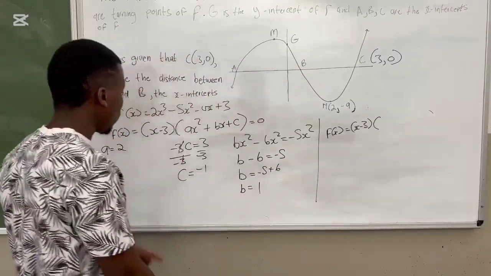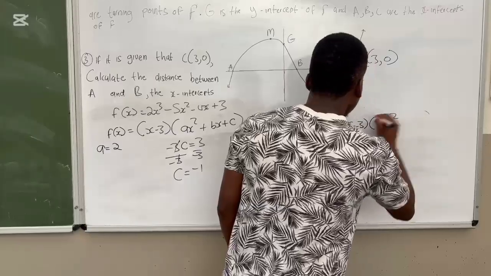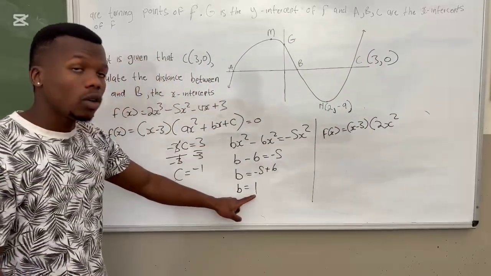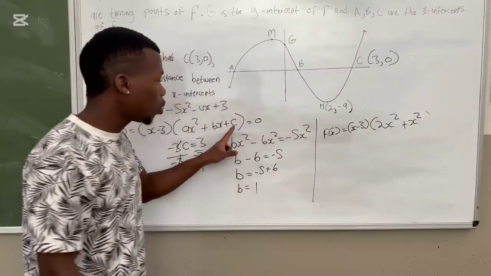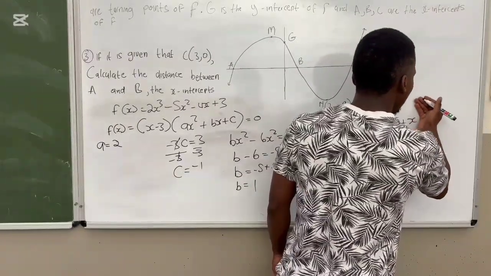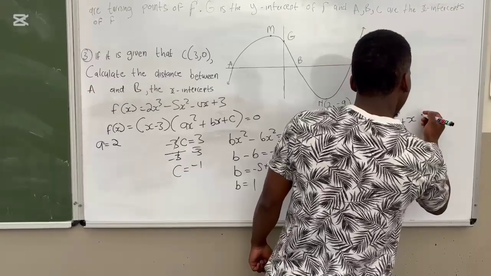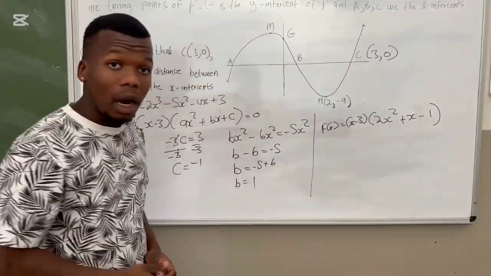What is the value of a? The value of a is 2. In other words, I have 2x squared. What is the value of b? The value of b is 1. I have plus what? x squared. What is the value of c? The value of c is negative 1. This will be x minus what? Minus 1.